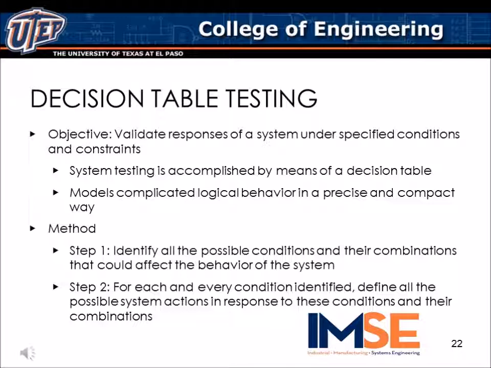Construction of a decision table is accomplished in 2 steps. Step 1, identifying all the possible conditions and their combinations that could affect the behavior of a system. And step 2, for each and every condition identified in the first step, define all the possible system actions in response to these conditions and their combinations.